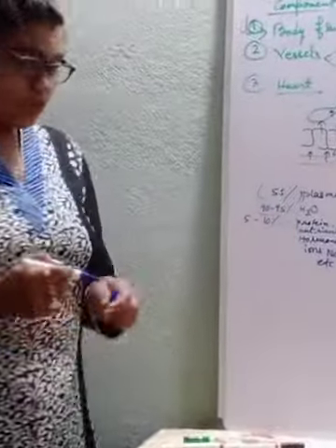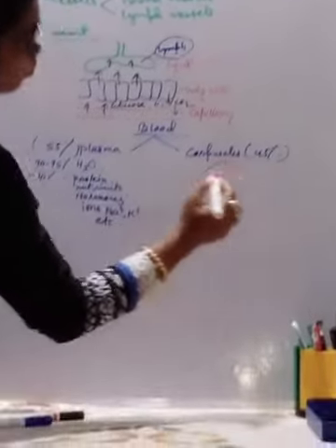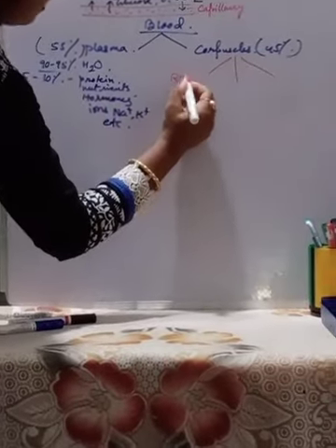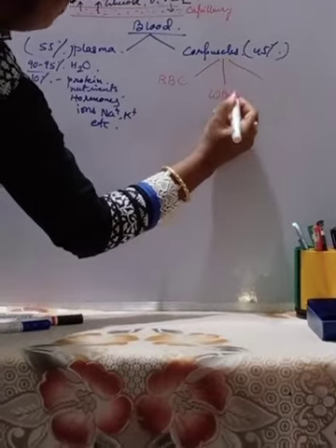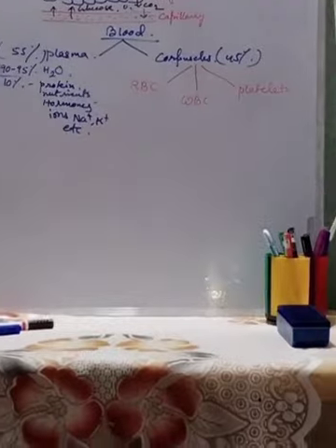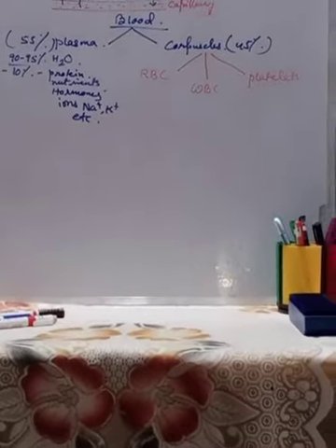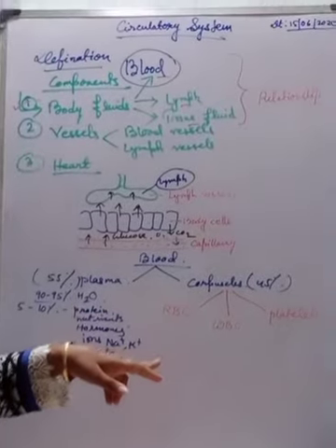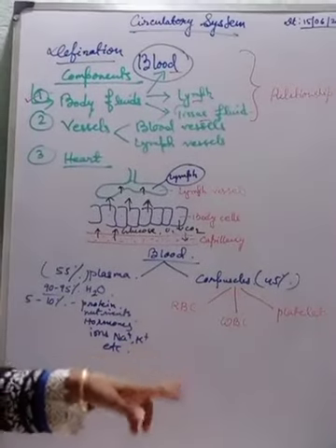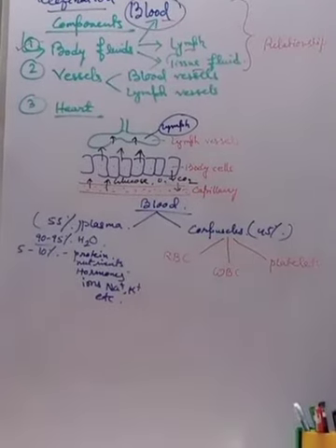Now the other part, the cellular part, due to which the blood gets its red color also. Here we have three. What are they? One is RBC, next is WBC and the third is platelets. Let's come first to the RBC. I hope all of you know that another name of RBC is erythrocytes, WBC is leukocytes and the platelet is thrombocytes.